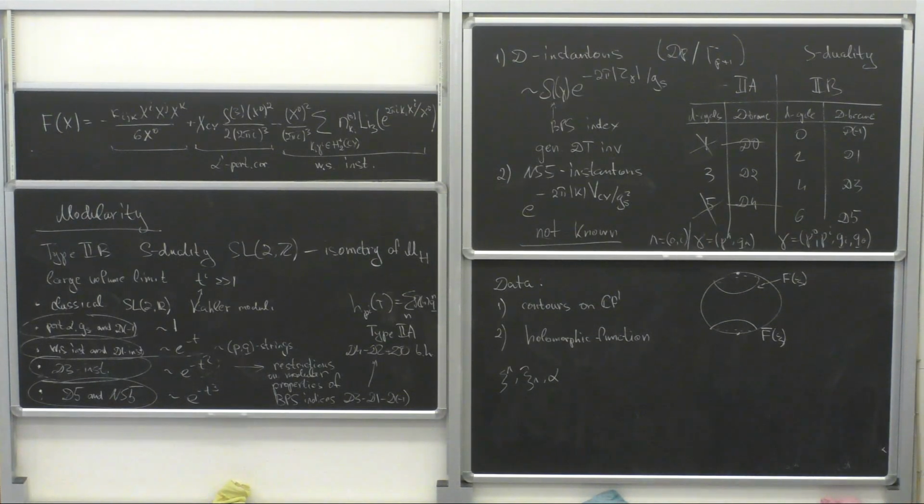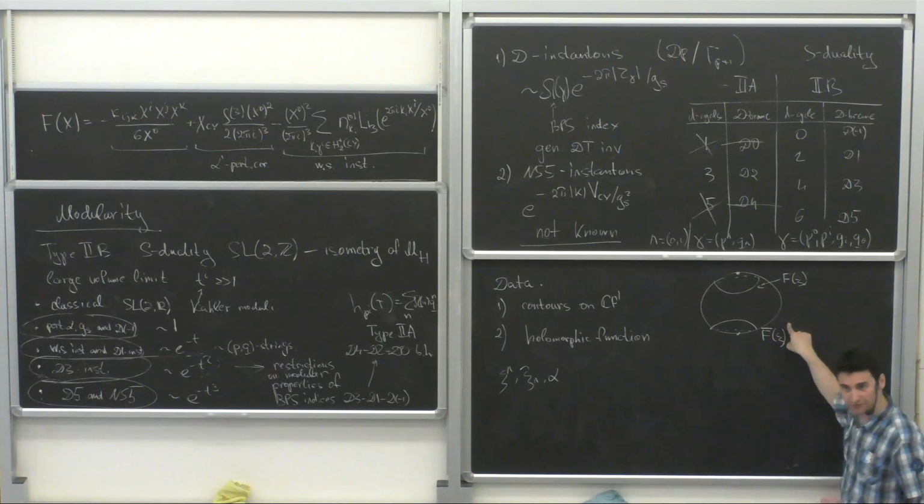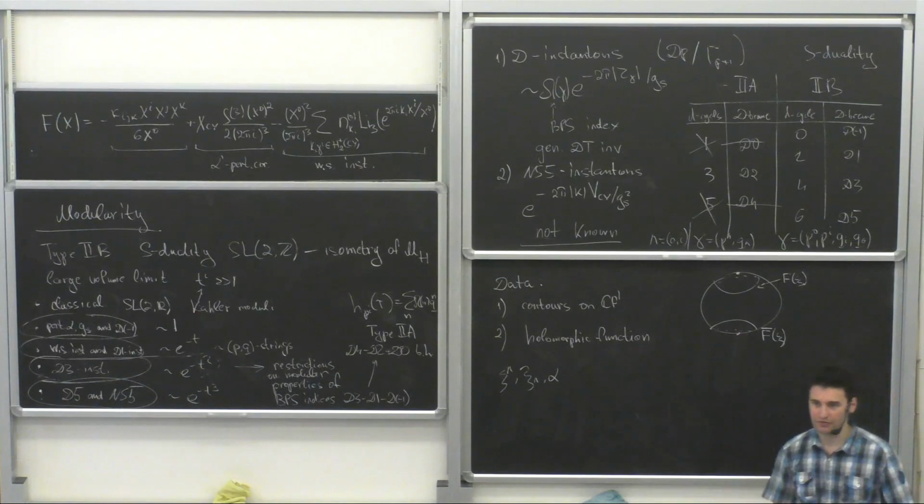I don't have time to explain the procedure, how it's done. It's actually a very non-trivial procedure, but it's very concrete. So the first step will be to get twistor lines out of these functions. This is the first step of the construction.